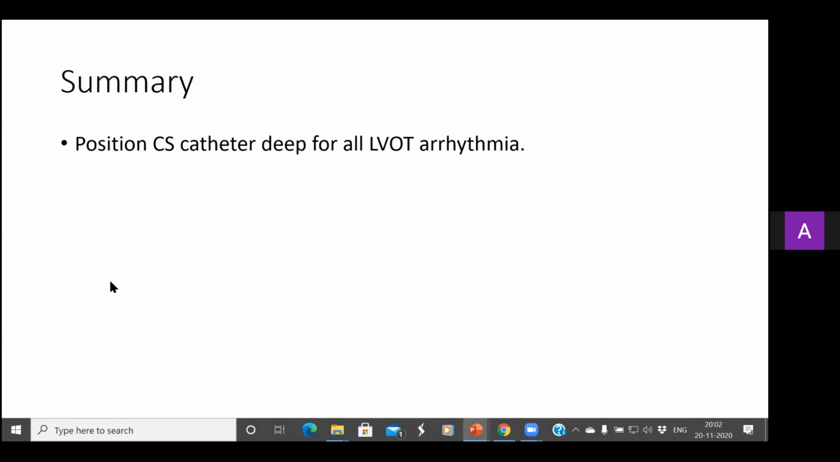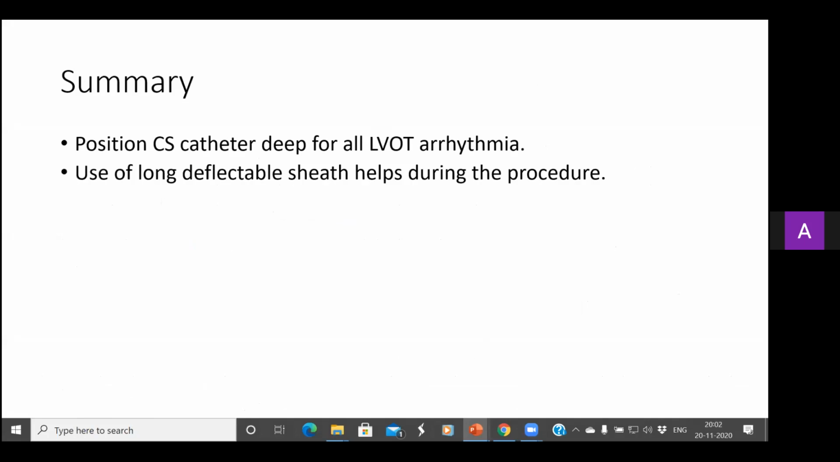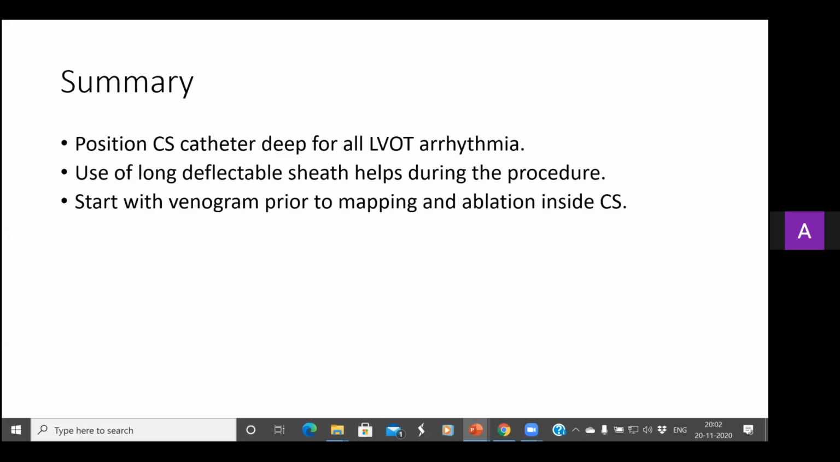I'll conclude my talk with this slide. Summarizing my presentation: always consider positioning the CS catheter deep for all LVOT arrhythmias. A long deflectable sheath would come in use during the procedure when multiple exchanges of catheters are contemplated, and also helps in doing the venogram with the same sheath.